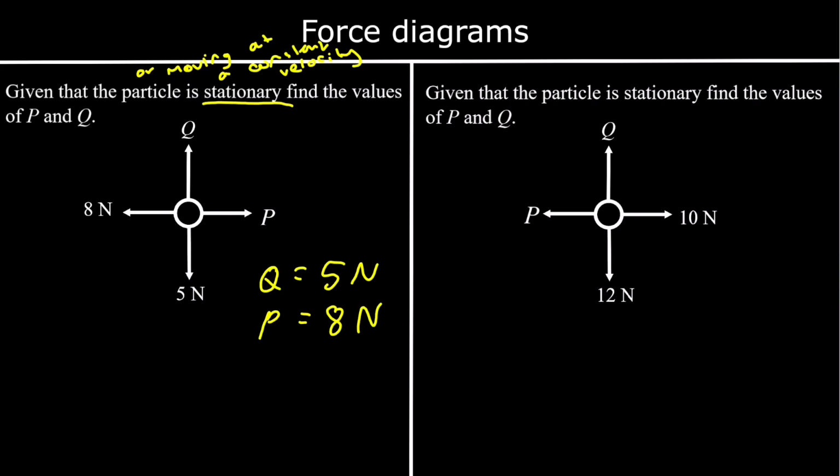One for you to try. See if you can give this a go. So again, it's stationary, it's not moving, so the forces must be in balance. Q must be 12 newtons because forces up equal forces down, and P must be 10 newtons because forces left equal forces right.